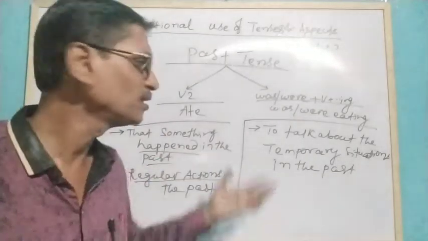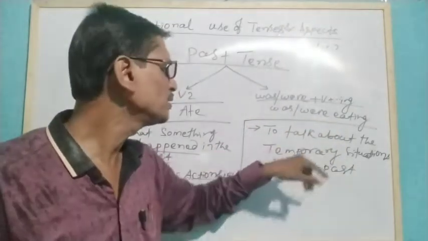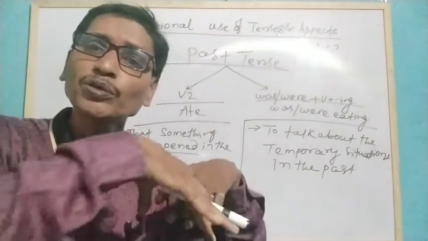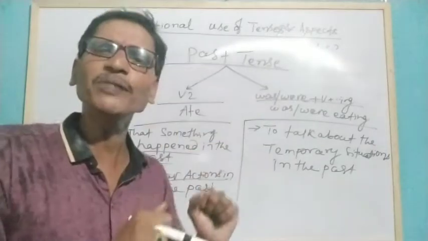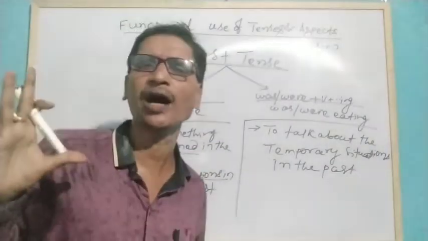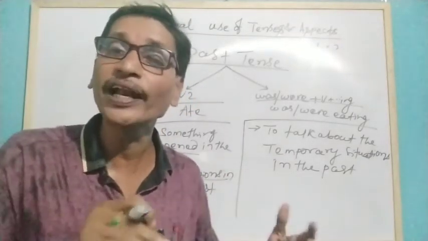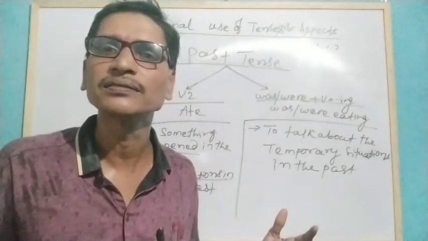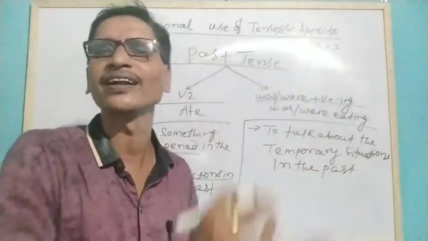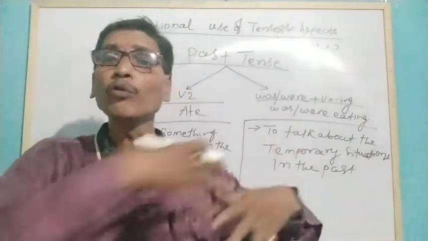happened in the past. Similarly, we use was and were plus ing to talk about some temporary situations in the past. Temporary situation which was not regular. For example, I am telling you, yesterday I went to my friend's house. I went. Something happened. I saw my friend was writing homework. Last week I went to Nandankanan. We saw many animals were moving in the forest.